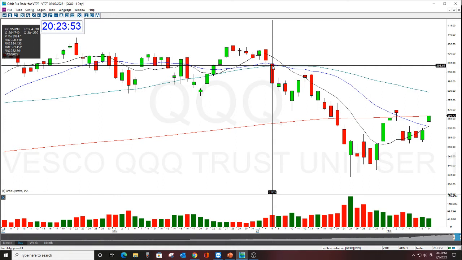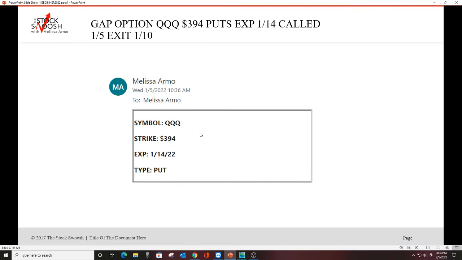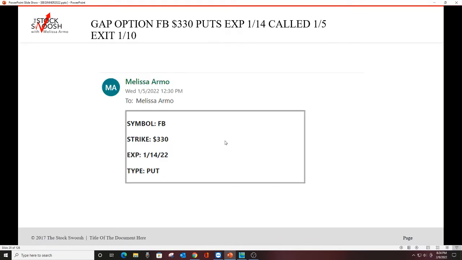So again, we're doing momentum. A put is a short. You can see how this fell, and it was the 394s. So that trade worked. It was a nice move.